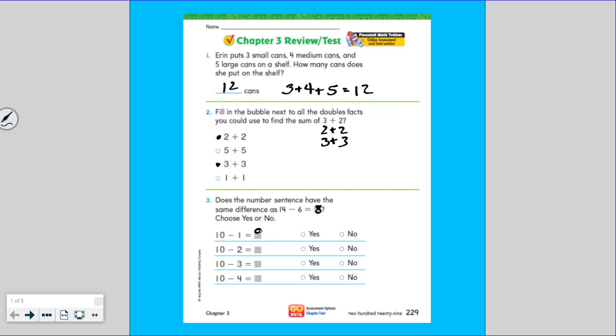So 10 minus 1 is 9, so that one's going to be a no. 10 minus 2 equals 8, so that's the same, so that's going to be a yes. Okay, 10 minus 3 equals 7, so that's going to be a no. And 10 minus 4 equals 6, so that's also going to be a no. So there's only one yes on all these. Let's go to the next page.